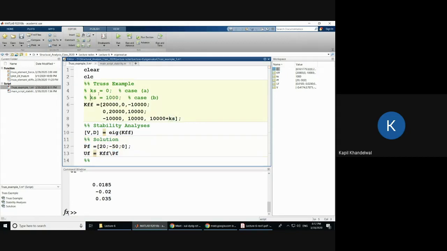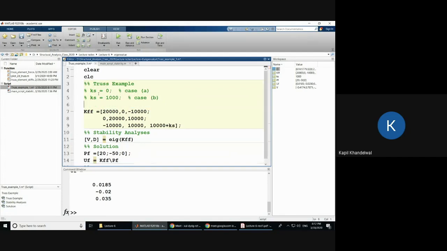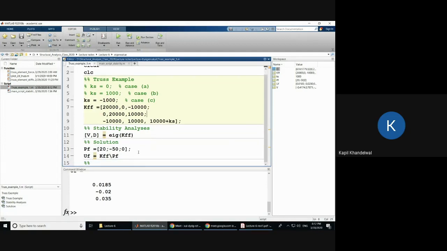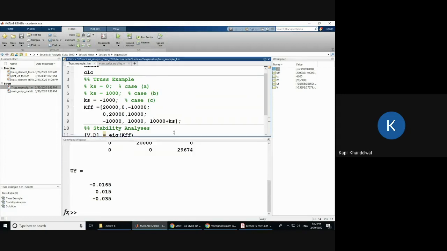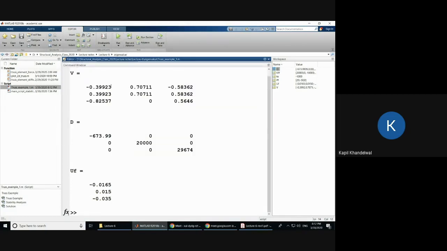And finally, the third case was case C. In this case, we put KS as negative 1000. So this is the KFF, and again, we are doing the same analysis. We are doing the eigen analysis or the stability analysis and then calculating the solution here. So let's do this. I'm going to run the script again, and to show you the results, let me increase the size here.